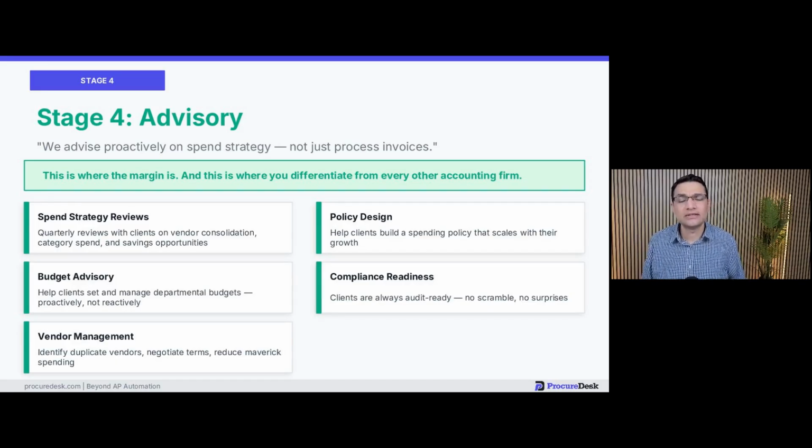And policy design, so setting up purchasing policies: how they should buy, who should approve, and at what level they should approve. You can help them design that. And finally, compliance readiness, which comes along with that, so clients are always audit ready. So you're not scrambling last minute to provide more details, right? So that is 4 levels of maturity.